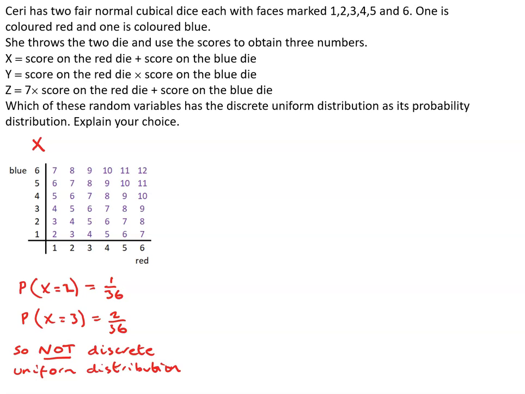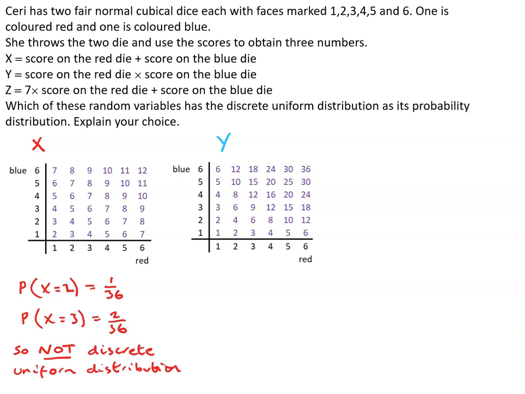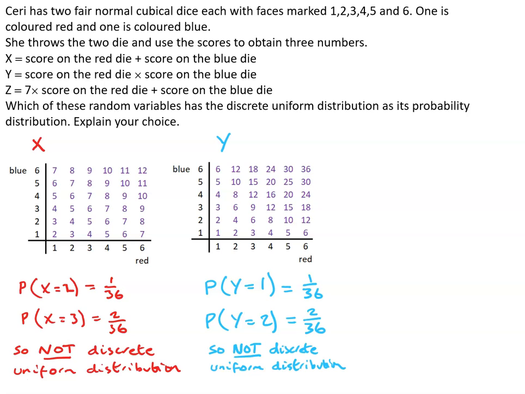The sample space or outcome space diagram for Y can be easily obtained as well. And again, we can see there are quite a number of possibilities here, but it's very quick and easy to see that, for instance, the probability that Y equals 1 is 1/36. The probability Y equals 2 is 2/36. And that's quite enough to say that Y is not a discrete uniform distribution.